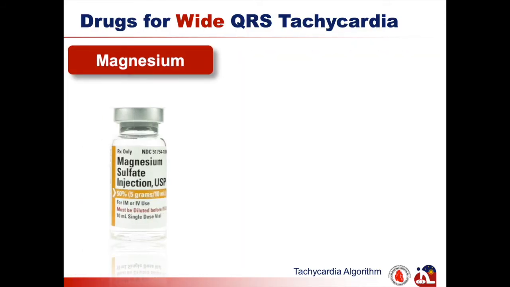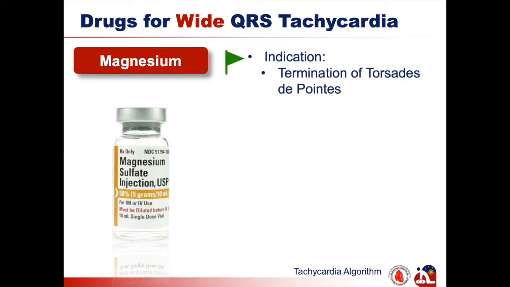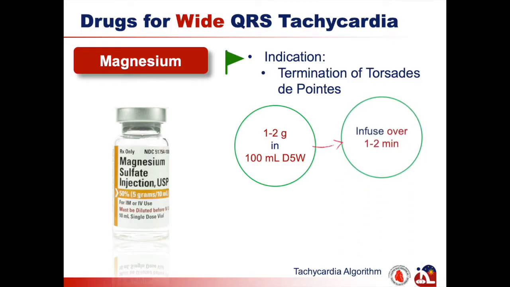Magnesium is also an important drug in tachycardia and is used for termination of torsade de pointes. Magnesium is prepared by diluting 1 to 2 grams of magnesium in 100 ml of D5 water to be given as an infusion over 1 to 2 minutes.